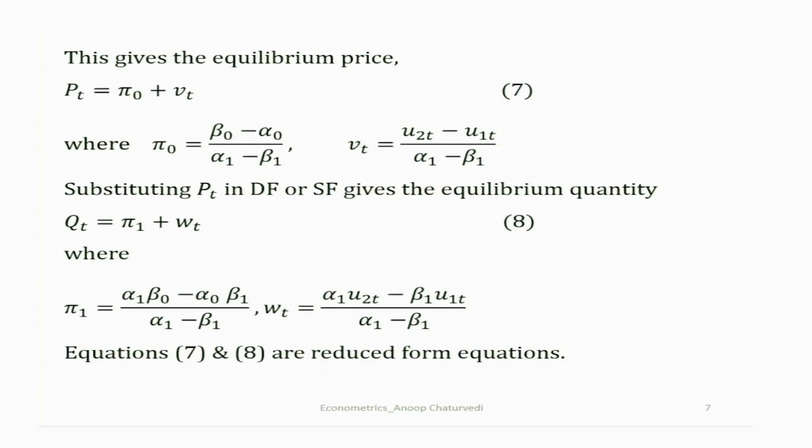So, ultimately you can write p t equal to pi naught plus V t, where pi naught is equal to beta naught minus alpha naught upon alpha 1 minus beta 1, and V t is equal to u 2 t minus u 1 t divided by alpha 1 minus beta 1. So, this is the equilibrium price, and if we substitute this equilibrium price in either the demand function or supply function, then we get the equilibrium quantity.